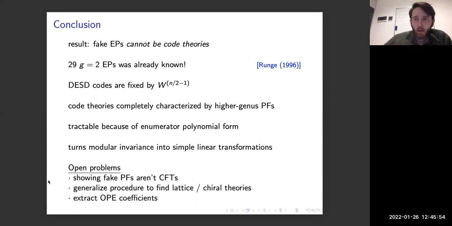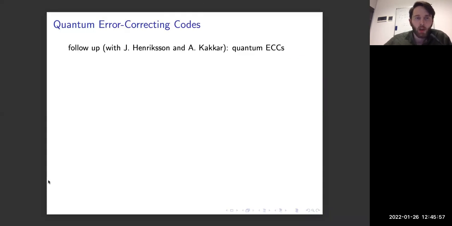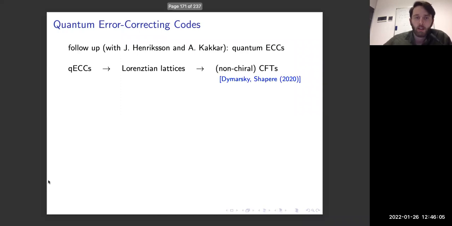Okay, but in my remaining time, let me just summarize a little bit 2 follow-up projects I'm doing. And the first one, also with Johan and Ashish, is extending the story to quantum error correction codes. So as I said at the beginning, this old construction A story was recently given a quantum version by Dymarsky and Shapere.